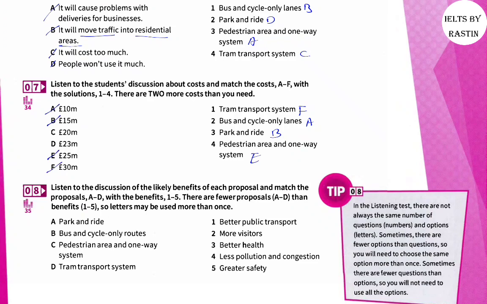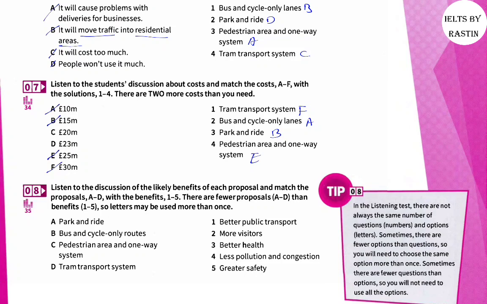benefits 1 to 5. حالا قراره که اون فایده ای که هر کدوم از این ایده‌ای که ارائه شده پروپوز شده رو با هم دیگه چیکار کنیم؟ مچ کنیم. با چه ایده‌هایی هستند و چه بنفیت ها. نگاه کنید. Park and ride, bus and cycle only routes, pedestrian area and one-way system, tram transport system. حالا این چی داری؟ Better public transport, more visitors. اینا بنفیتاشن دیگه. Better health, less pollution and congestions, greater safety. پس پروپوزال ها قرار با اون مزایا بنفیت هاش با هم دیگه مچ بشه.